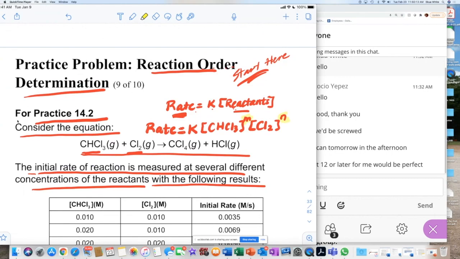Once I figure those out and plug them back into this equation right here, then I get my real rate law. So this is kind of like a placeholder equation, a placeholder rate law until I get the real one. I'll leave it as is for right now, just to let me know ahead of time what my goal is. This is one of those weird problems where you're figuring out the reaction order.